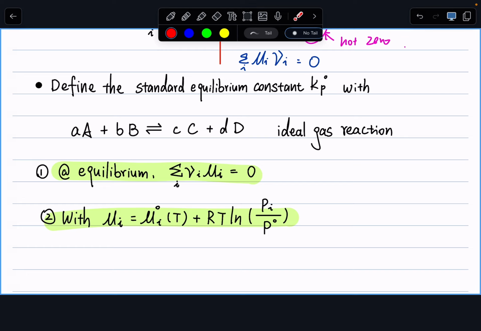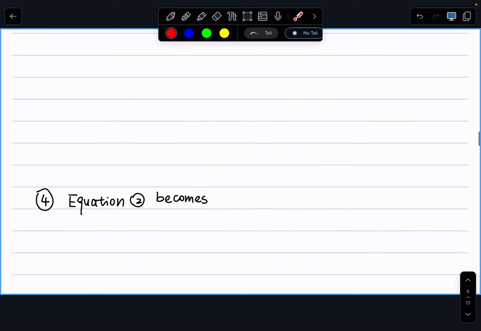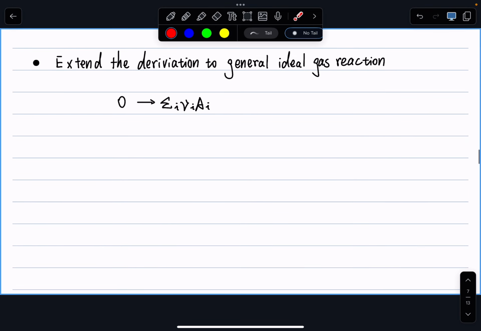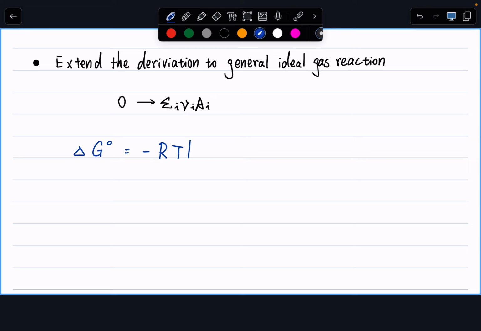And we're ready to further simplify whatever we put on the board into our general reaction form. We're just extending what we did on the board to any kind of reaction: zero goes to the sum of your stoichiometric coefficient times your reactant or product. We still have my delta G naught of the reaction equals negative RT ln Kp naught. Note that this is the molar delta G of the reaction at a certain temperature.